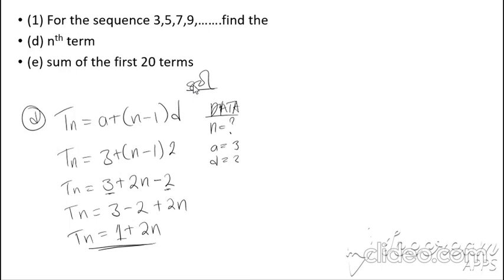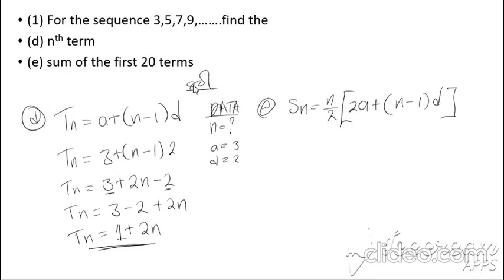Now let's solve for the sum, e. So how do you solve for the sum? So the formula for the sum, if you can remember, it's like this: sum, the number of sums, is equal to n over 2 times the first term plus, open bracket, n minus 1, close bracket, like that, common difference.